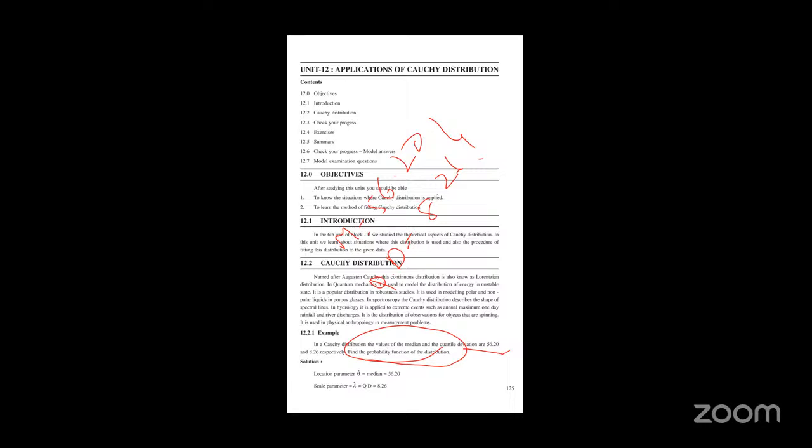We have two parameters in the Cauchy distribution, right? What are the two parameters? The location parameter, theta, and the scale parameter, lambda. So the location parameter equals the median, that is 56.20, and the scale parameter lambda is the quartile deviation, that is 8.26.